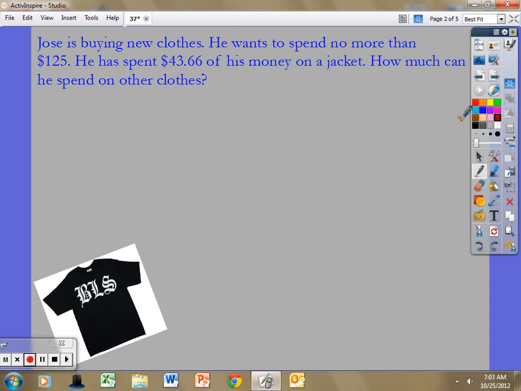Jose is buying new clothes. He wants to spend no more than $125. He has spent $43.66 of his own money on a jacket. How much can he spend on other clothes? Okay, so I want to write and solve an inequality for this. He wants to spend no more than $125. So that means he can spend $125, but he can't spend more than it. So whatever it is, it must be less than or equal to 125. And I don't need to put the dollar symbol there.